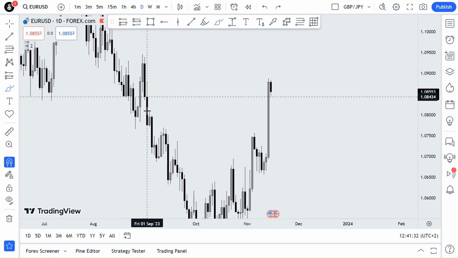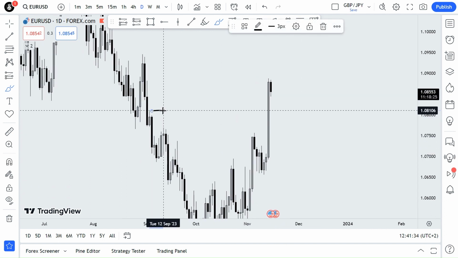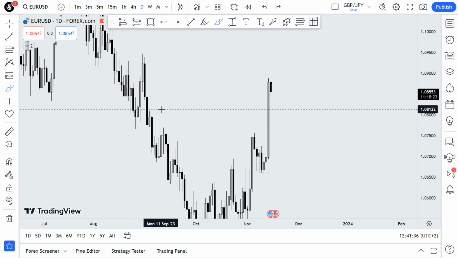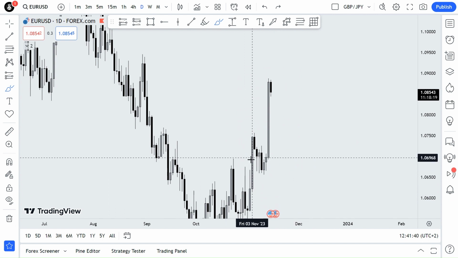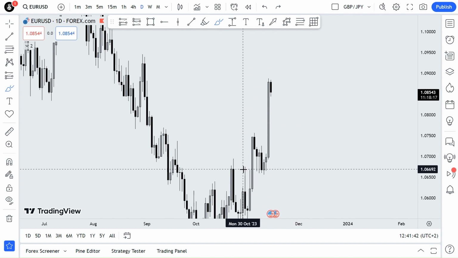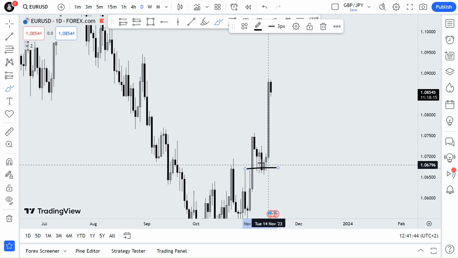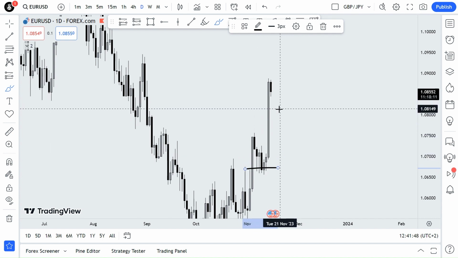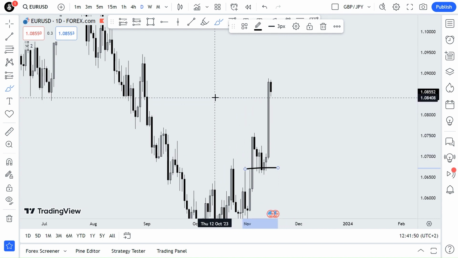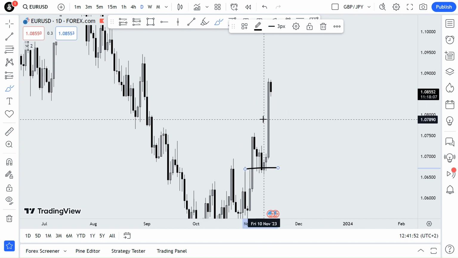So yeah, yesterday was CPI news day. So we were kind of expecting some kind of strong reaction, a strong move to the downside or to the upside. Now we saw Euro USD going to the upside, DXY going to the downside, obviously.